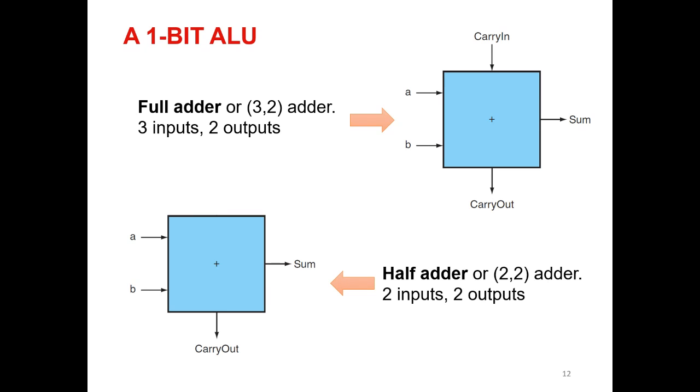There is also a version which is called a half adder or a 2-2 adder, in which we don't have the carry in, we only have the carry out. This could be, for instance, when I'm implementing an arithmetic logic unit of more than 1 bit, perhaps the first bit doesn't need a carry in. Okay, so now let's focus on the full adder, the 3-2 adder.